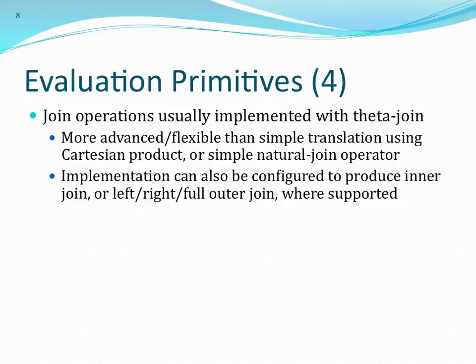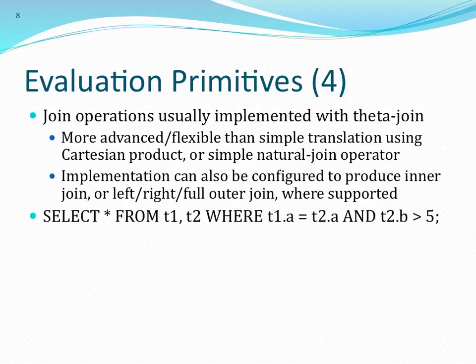Full outer join can only be done with certain implementations. We'll talk about that again in a little bit. But you can't, for example, do full outer join with nested loops easily, so that version of theta join wouldn't necessarily have that option. Of course, you can always make them do Cartesian product as well, and so forth.